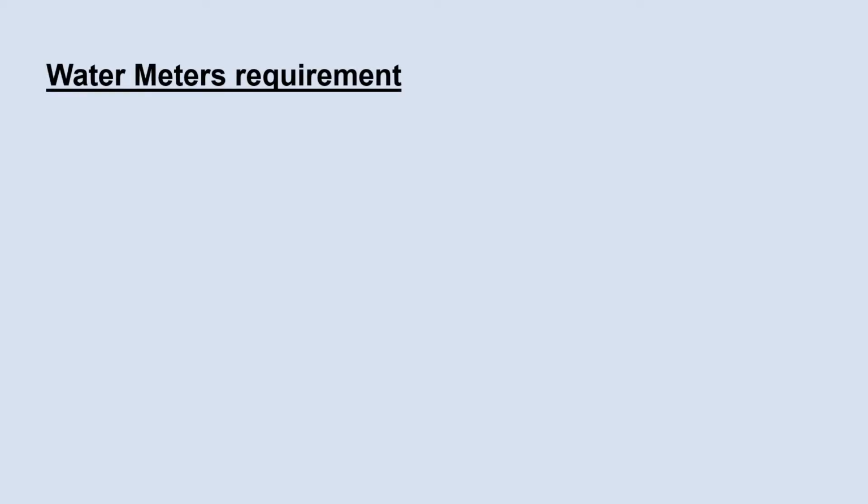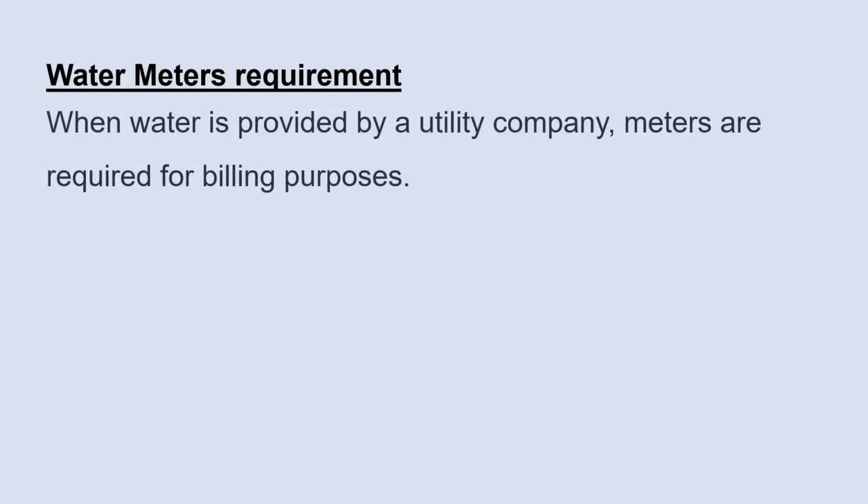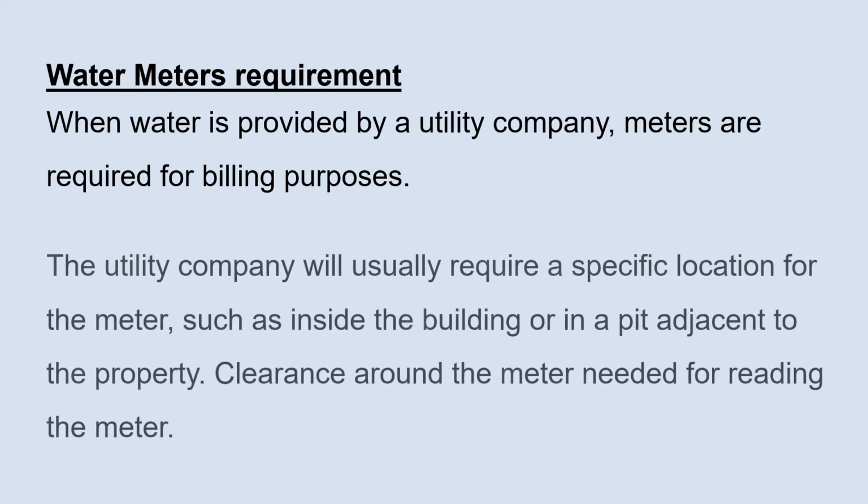Water meters requirement. When water is provided by a utility company, meters are required for billing purposes. The utility company will usually require a specific location for the meter, such as inside the building or in a pit adjacent to the property. Clearance around the meter is needed for reading the meter.